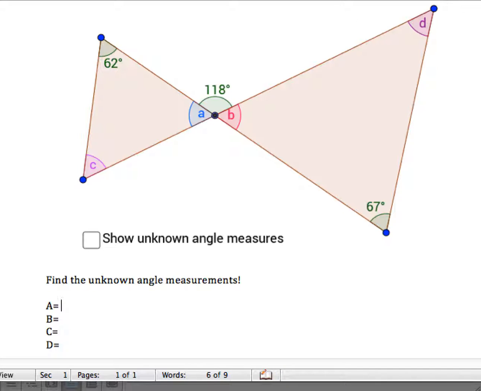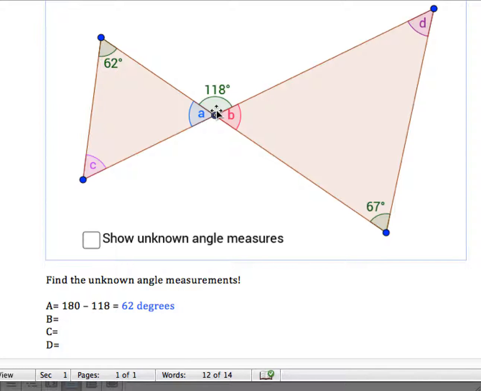Okay, great. Welcome back. So to solve for angle A, we're going to look at line CD because it's going to go right through here. What we know about straight angles, and this is a straight angle, is that it equals 180 degrees. So we have 118 right here. If we were to take 180 minus 118 and solve for that, we would get, that's right, 62 degrees. So we know that A equals 62 degrees. Great job.